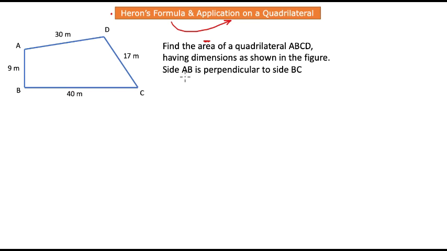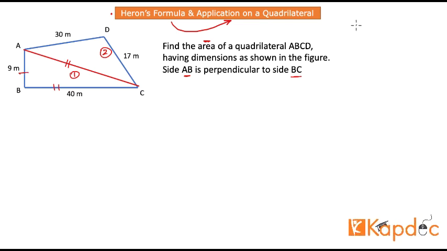And another good thing we have is that side AB is perpendicular to side BC, right? These two sides. Now, if you think creatively, we can divide this quadrilateral into two parts. Let's say I connect these two vertices, and I divide this into two parts, triangle 1 and triangle 2. If we can somehow calculate this dimension AC, then we can apply Heron's formula with ease to calculate the total area, because the total area will be the area of triangle 1 and the area of triangle 2, and we sum them up, right? This is going to be our approach.